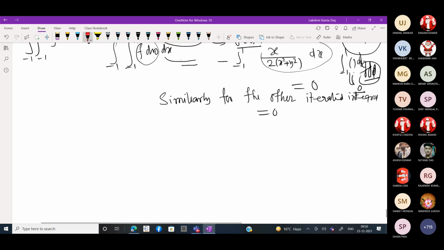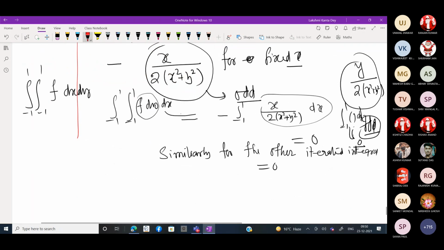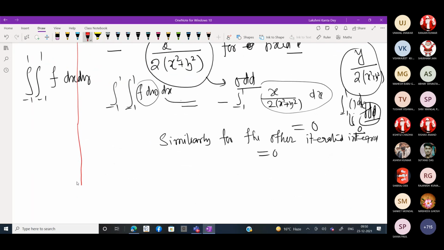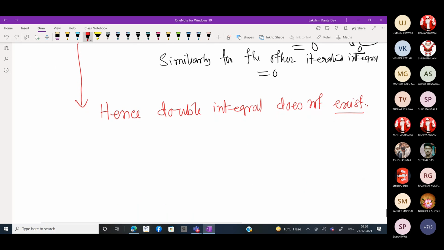So from that particular point, I can write, hence the double integral does not exist. Okay, right? So there are so many things we already get.